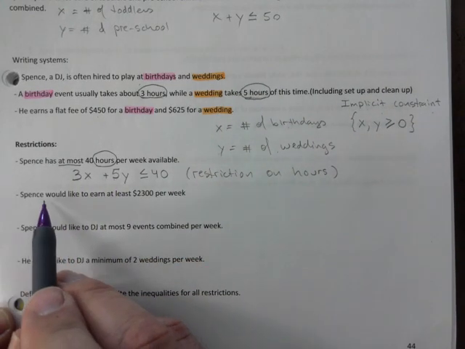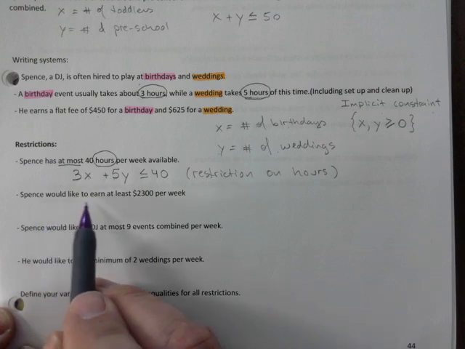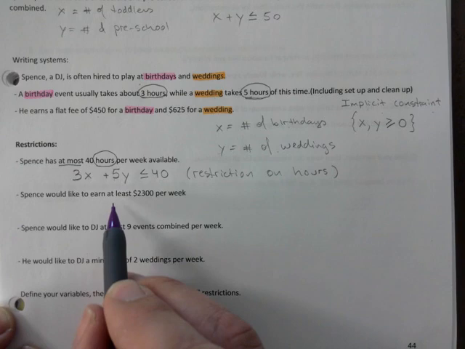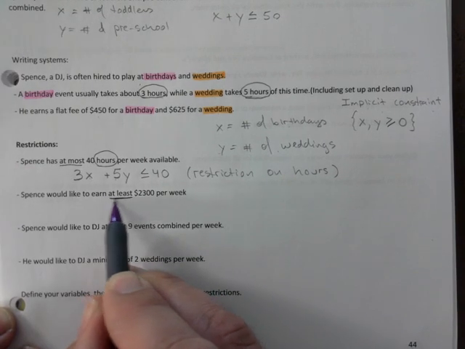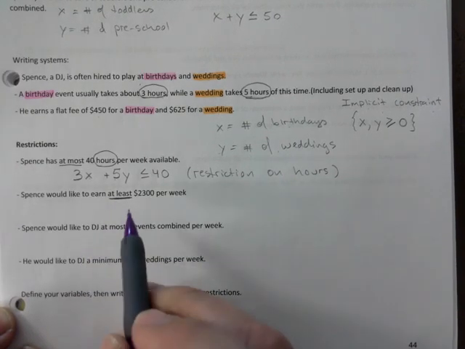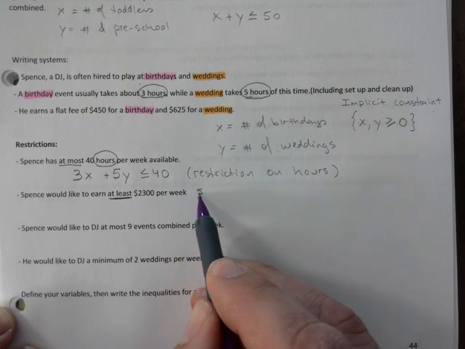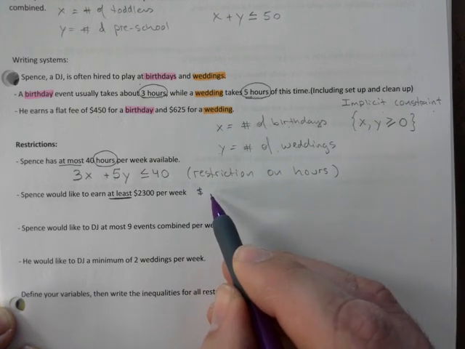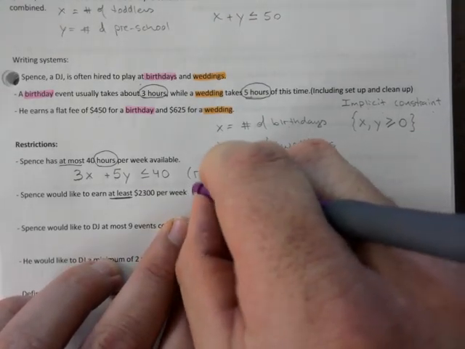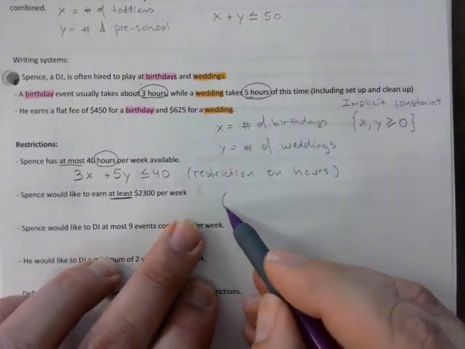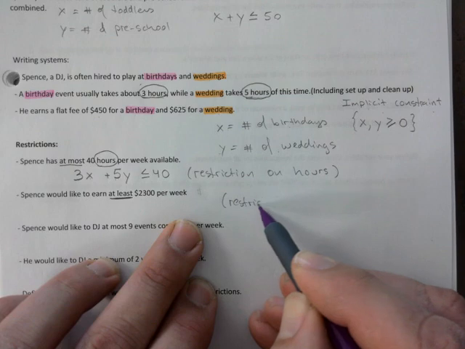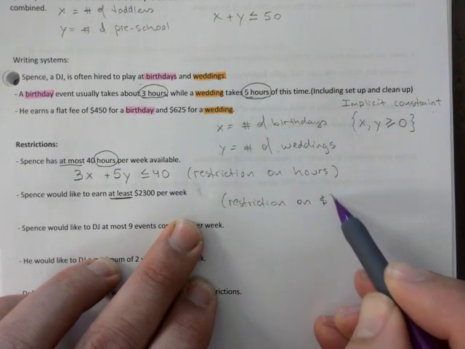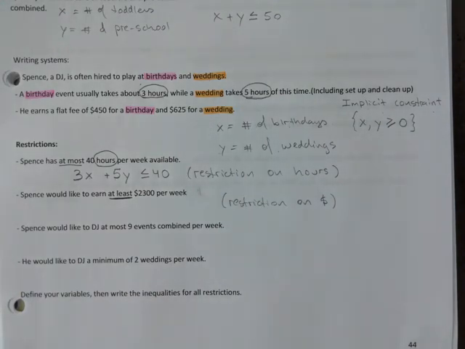Next, Spence would like to earn at least $2,300 per week. So there's the keyword at least, and you're making money, right? This is money. Let me rephrase that. This one right here is going to have a restriction on money.